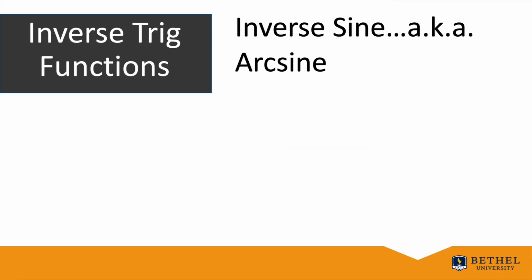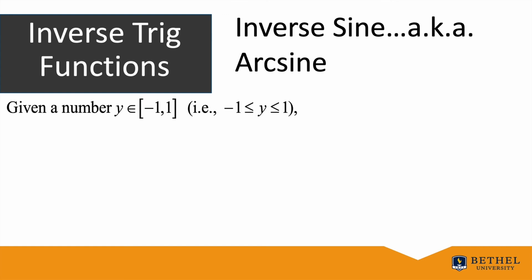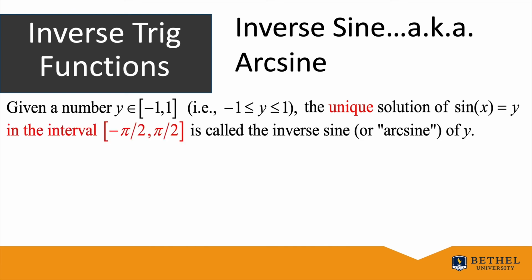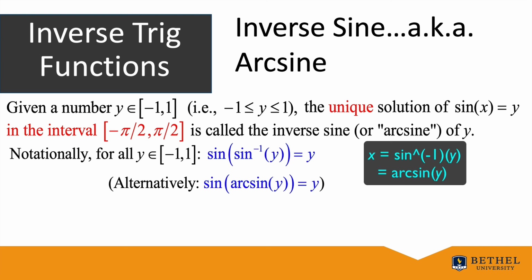The inverse sine or arcsine function is defined in a similar kind of way with one big difference. Given a number y between -1 and 1, the unique solution of sine of x equals y in the interval from -π/2 to +π/2, that's the big difference, is called the inverse sine or arcsine of y. Notationally, for all y between -1 and 1, sine of inverse sine of y equals y. Alternatively, sine of arcsine of y equals y.